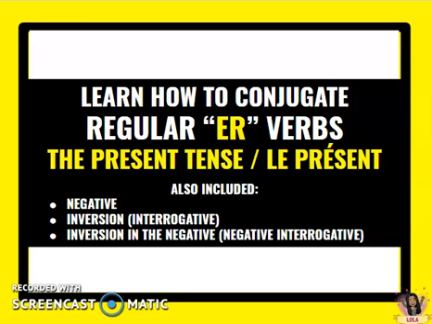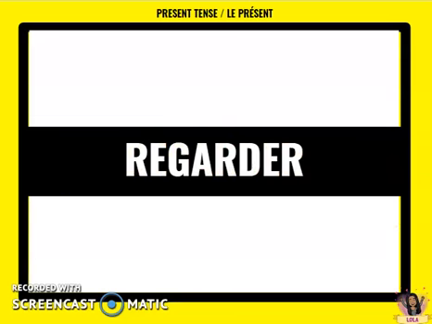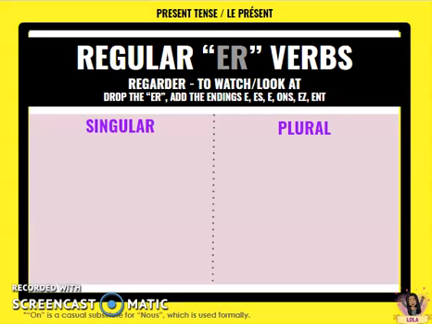In this video, you are going to learn how to conjugate regular ER verbs in the present tense. We're also going to take a look at the negative, inversion or interrogative, and inversion in the negative or negative interrogative. We're going to work with the verb regarder, which is a regular ER verb. Regarder means to watch or look at.